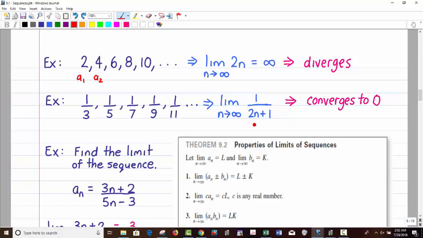But anyway, 1 over 2n plus 1 as n goes to infinity. That's clearly 1 over infinity, so that's going to converge to 0. In other words, that fraction's never going to be 0, but obviously with the idea of limits, you never have to reach that amount, do you? It just has to approach it. So we'd say it goes to 0. So that converges to 0.